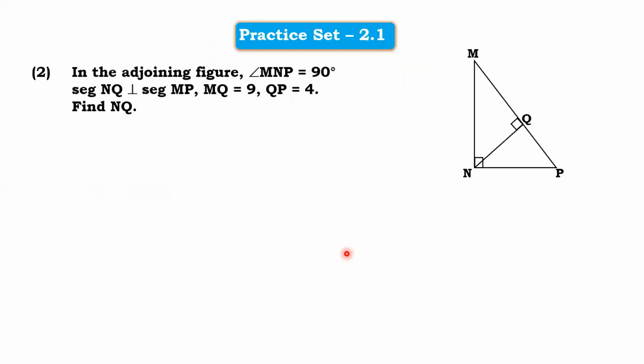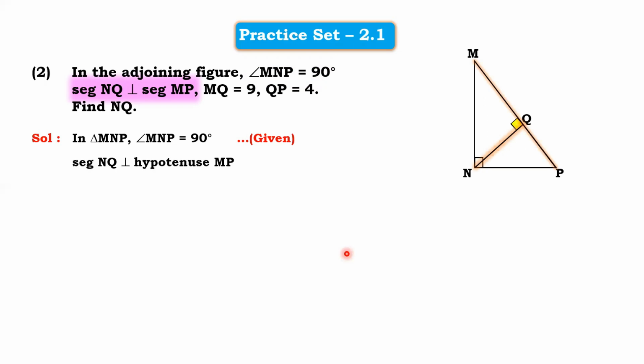So let us use it in practice set 2.1, sum number 2. Here in this adjoining figure, we can clearly see that angle MNP is equal to 90 degree. So it's a right angle triangle given to us. Segment NQ is perpendicular to segment MP. So segment NQ is perpendicular to hypotenuse MP. This is also given to us. Now the value of MQ is given 9.